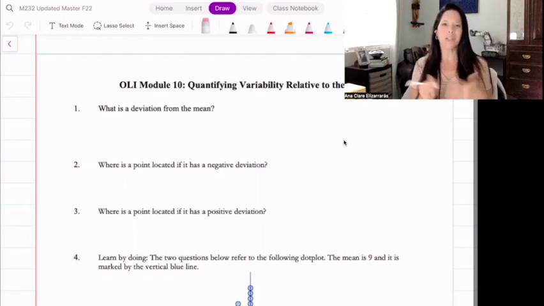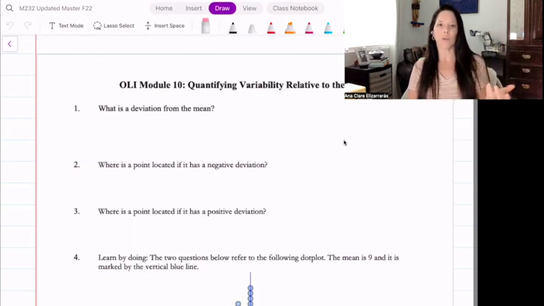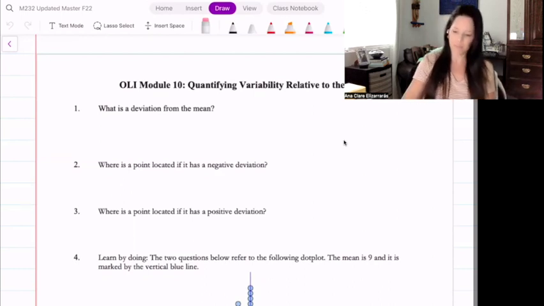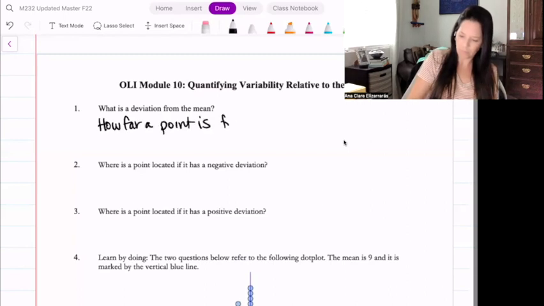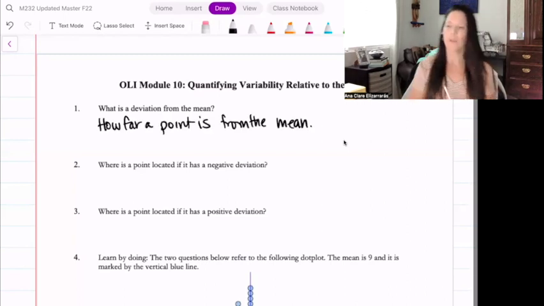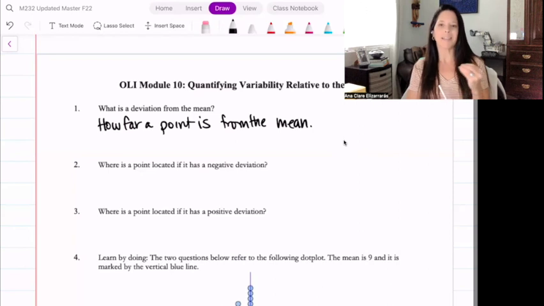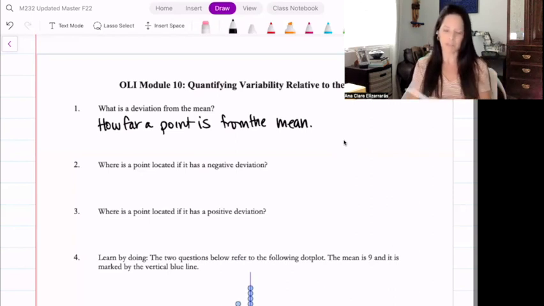A deviation. What is a deviation from the mean? When used in the real world, to deviate is to go off in a different direction. So the deviation from the mean is how far a point is from the mean. We calculate this by taking the difference, subtracting, of the point from the mean. So we find the difference between the data point that we're talking about and the average of the data set.